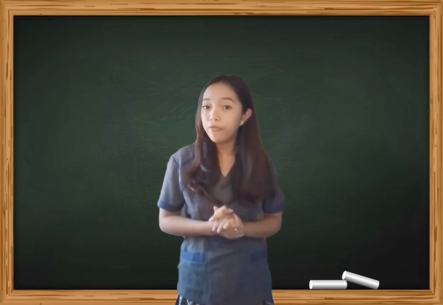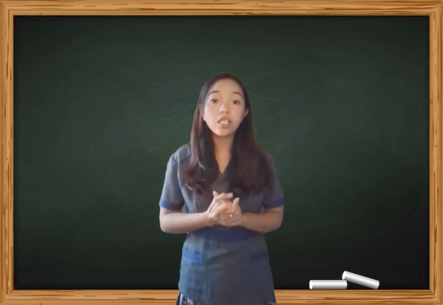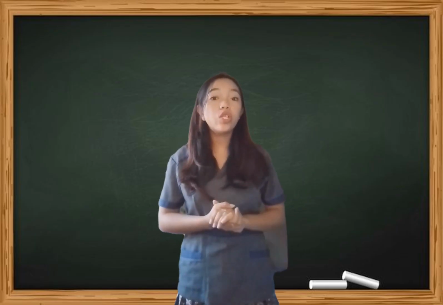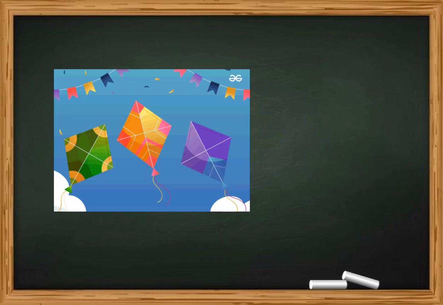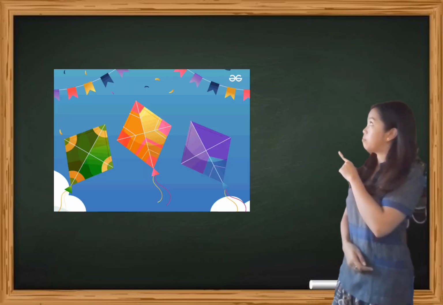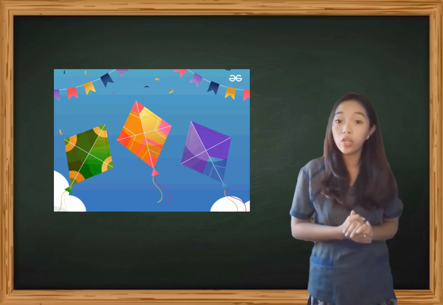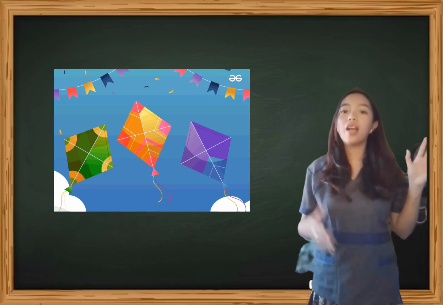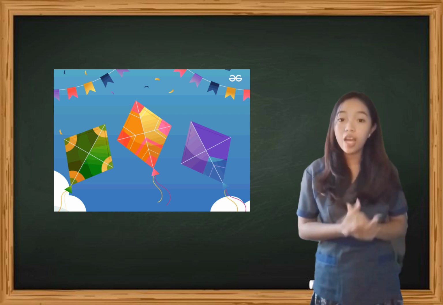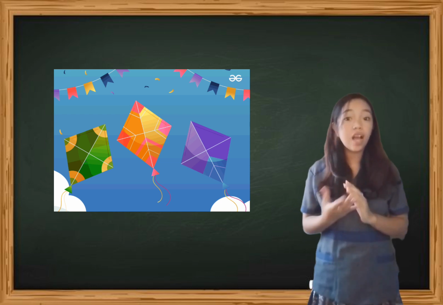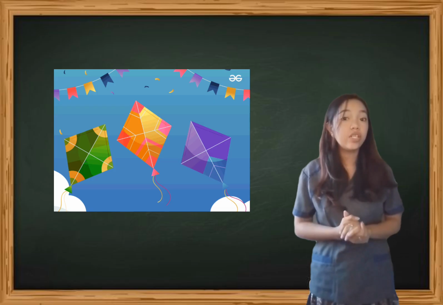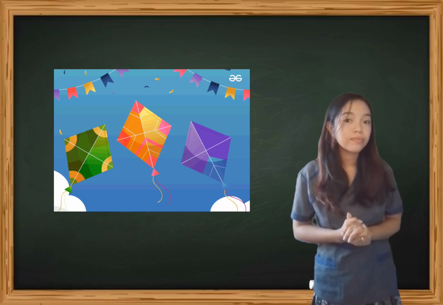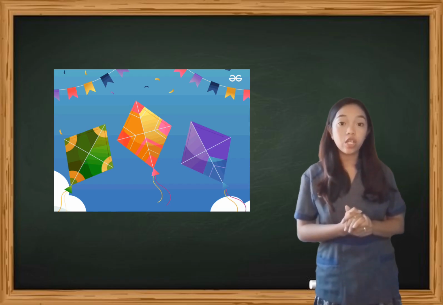Now class, before we begin our lesson, let us look at some pictures of familiar objects. And now, I will show you a picture. Look at this picture. What object do you see? It is a kite. Very good. And now look carefully at the kite, and what lines can you see? Can you see straight lines or curved lines?